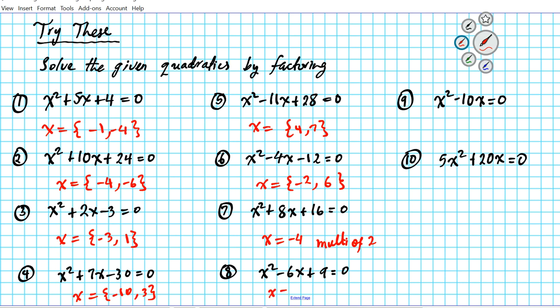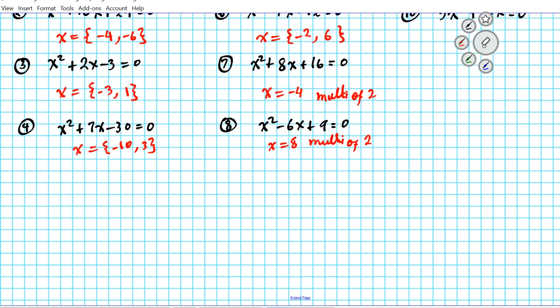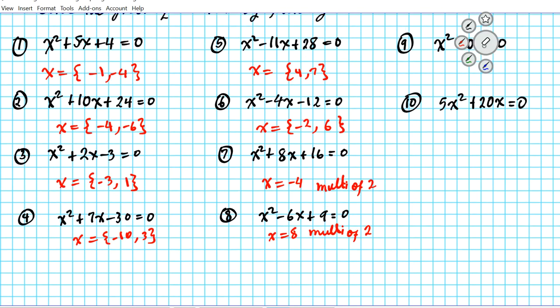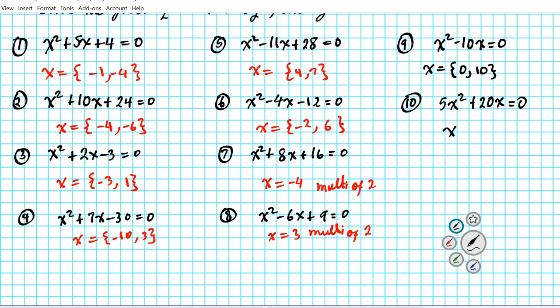Number 8, x is 8 with a multiplicity of 2. Sorry, it's not 8, it's 3. So for number 8, x is 3. Let's fix that real quick. So x is 3 with a multiplicity of 2. For number 9, x is 0 and 10. For number 10, x is -4 and 0. All right, so these are the answers.